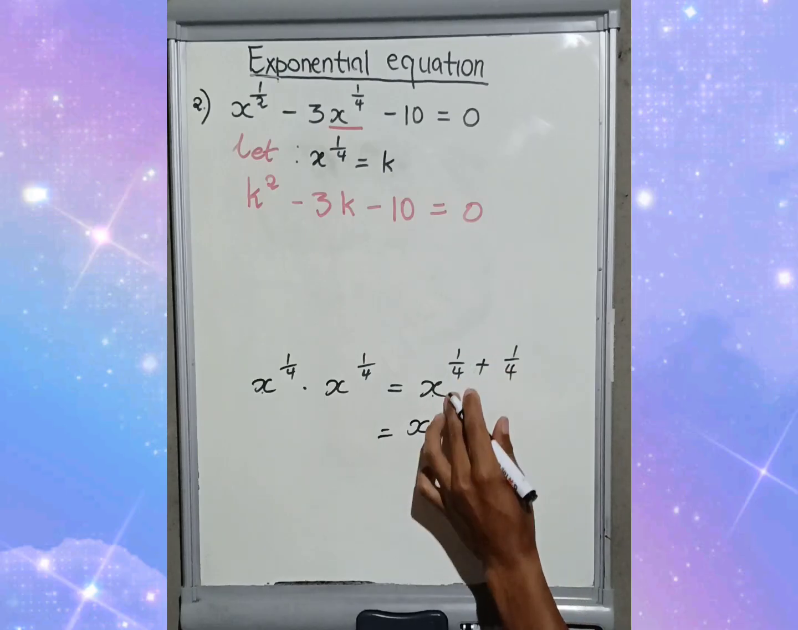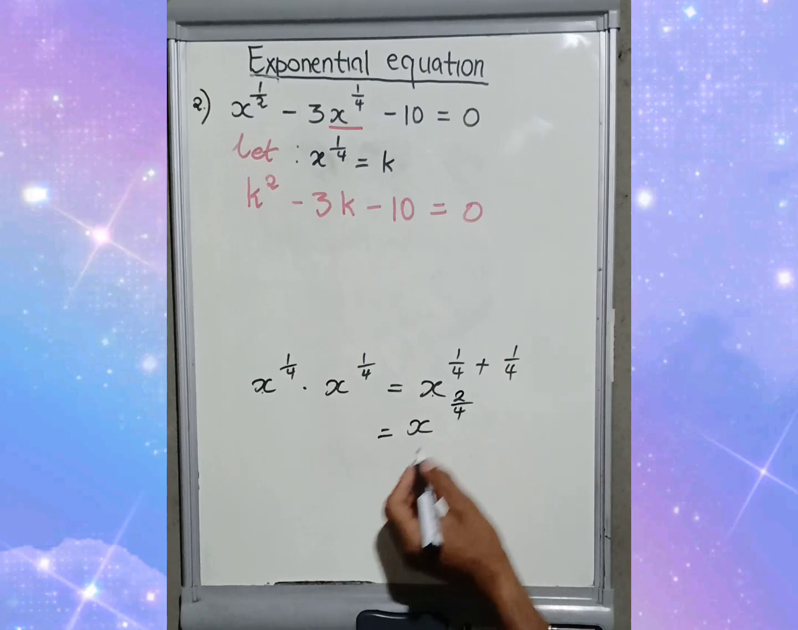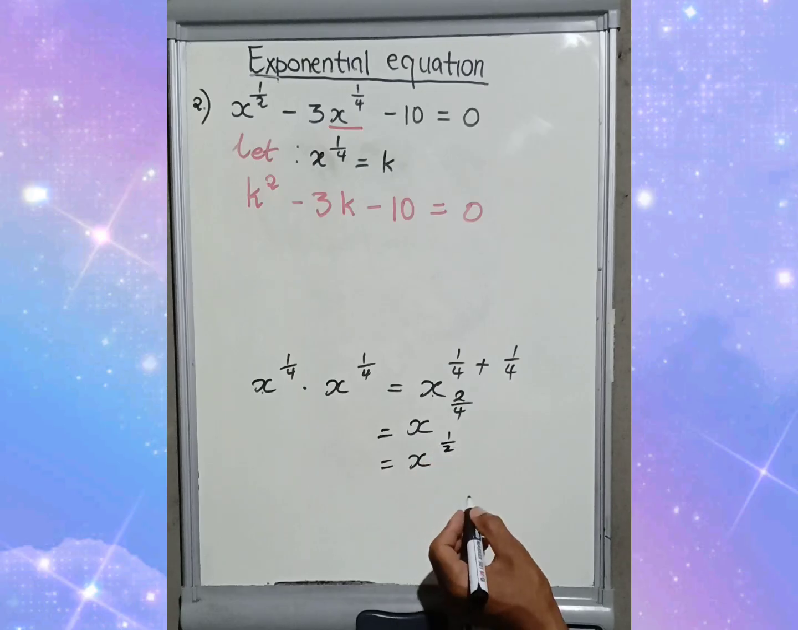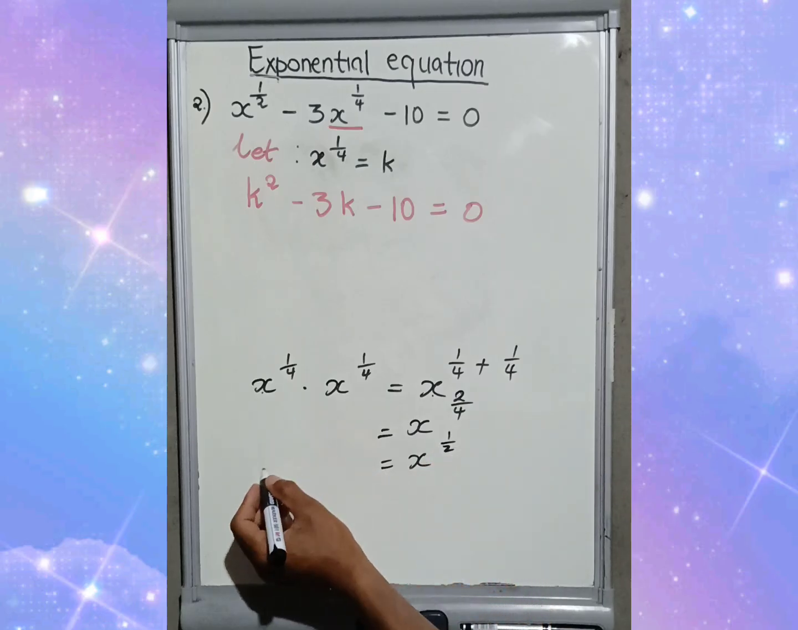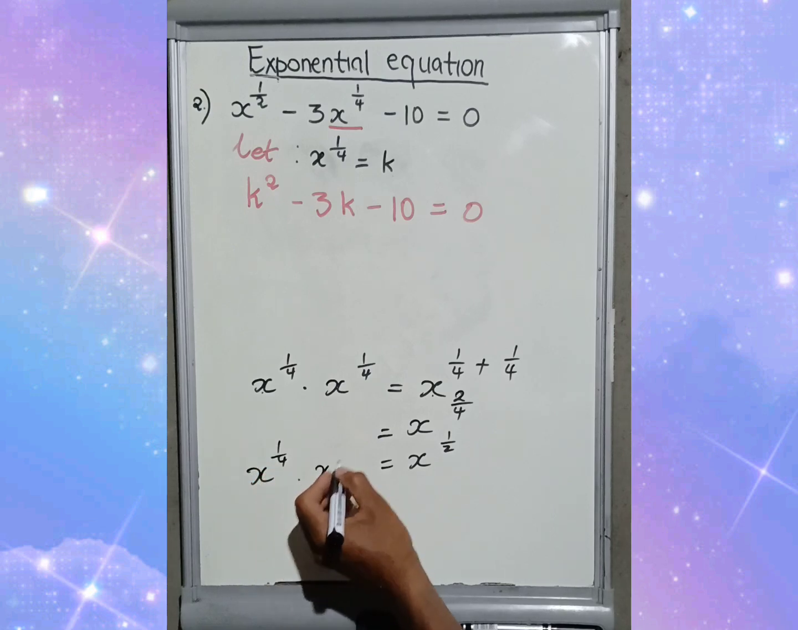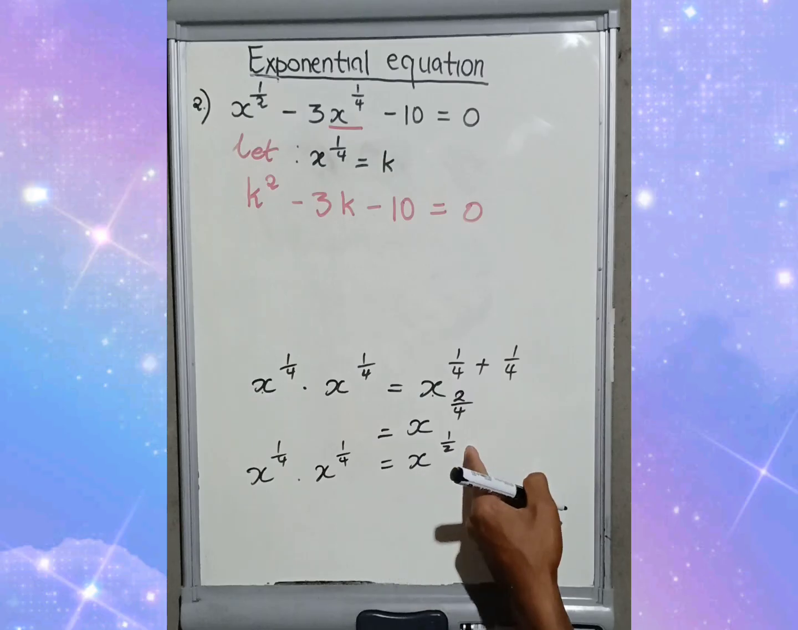1/4 plus 1/4 is equal to what? 2 over 4. Then 2 over 4 is the same as what? 2 over 4 is the same as 1 over 2. That means x^(1/4) times x^(1/4) is the same as x raised to 1 over 2.